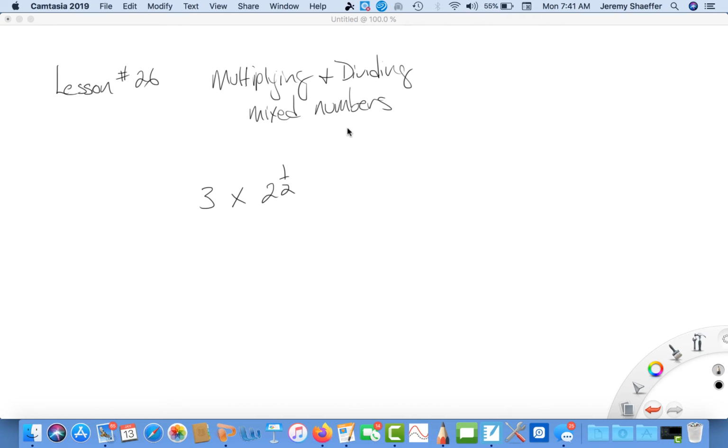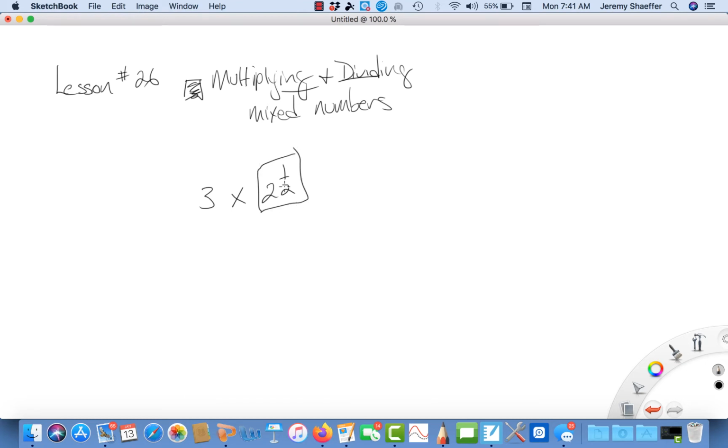Algebra Course 2, Saxon Math. We are in Lesson 26 on page 182, and we are going to be looking at multiplying and dividing mixed numbers. So what is a mixed number? Well, this fraction right here is a mixed number. So how do we do this?